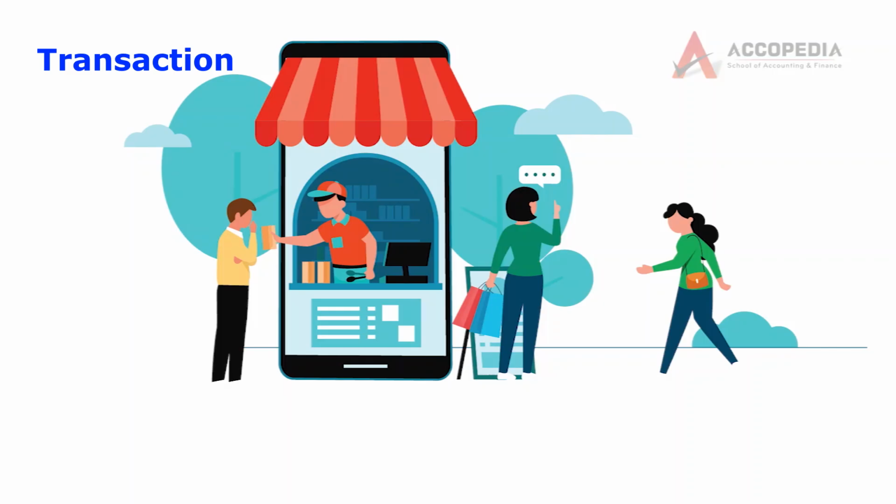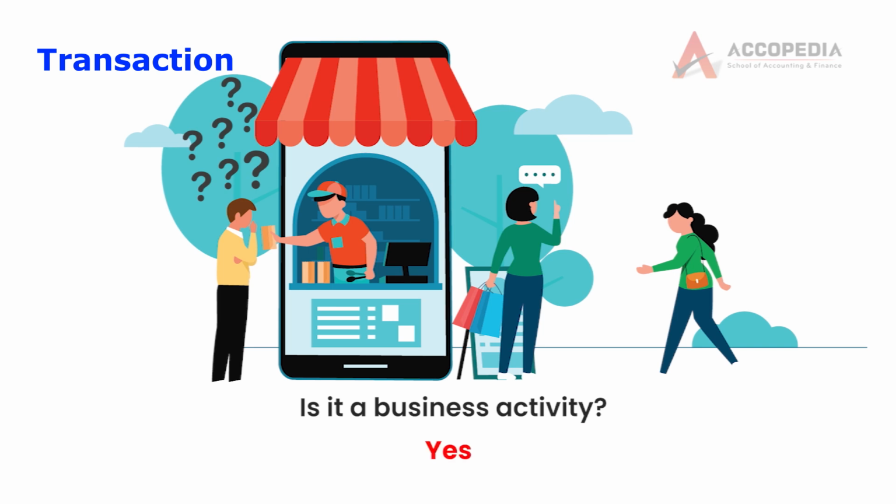What is a transaction? A transaction is a business activity which involves movement of money, goods or services between two or more persons. Let us take an example. A customer walks into the shop and asks 100 questions. What is the price? What are the terms of delivery? What is the warranty? Is it a business activity? Definitely yes. He has asked questions and we have replied. But is it a transaction? No. Because no money, goods or services have moved between the shop and that person.